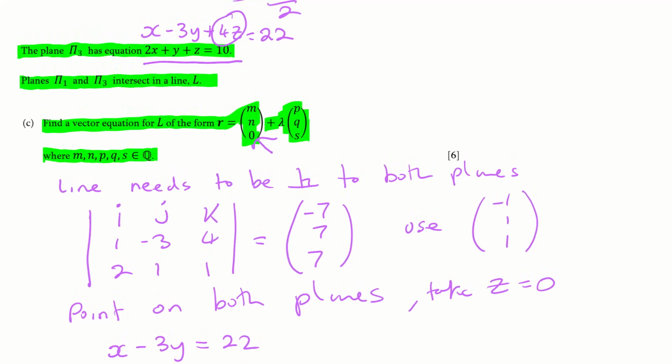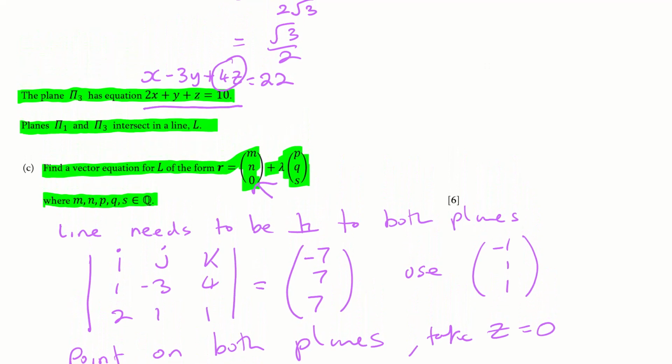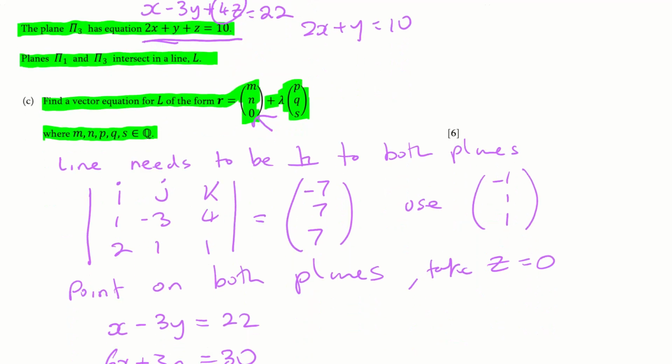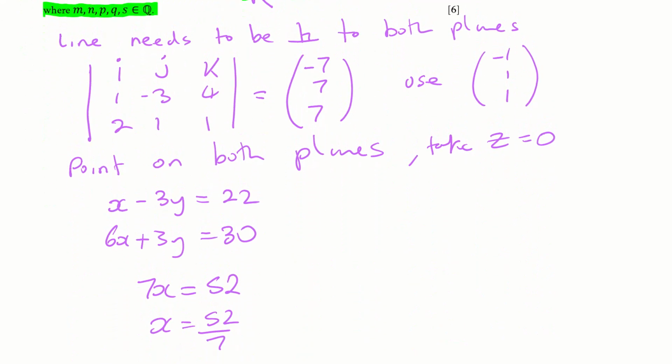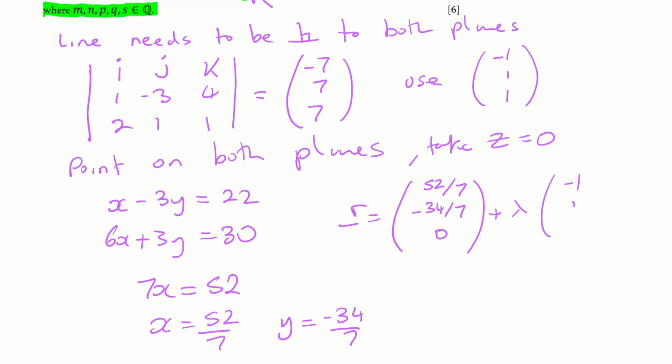Substituting back, which one would be the easiest? The 2x + y = 10 is probably the easiest to work with. And substituting back would give me y is -34 over 7. And so r is equal to (52/7, -34/7, 0) + lambda (-1, 1, 1). Obviously, this bit is not unique. Any point on the plane will do. So it may be that you get a different answer, but it is still the same line.